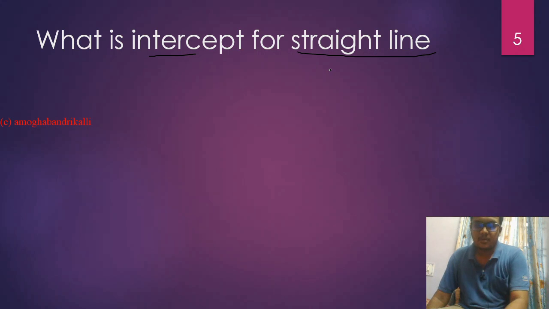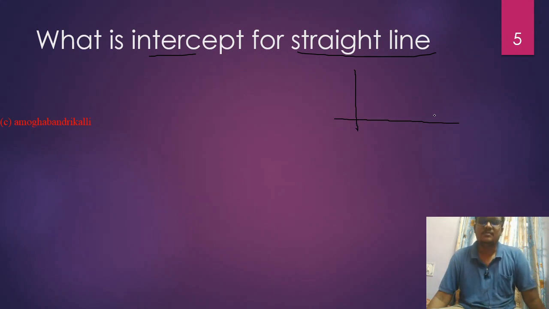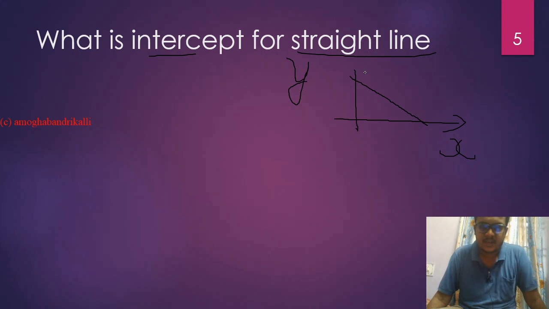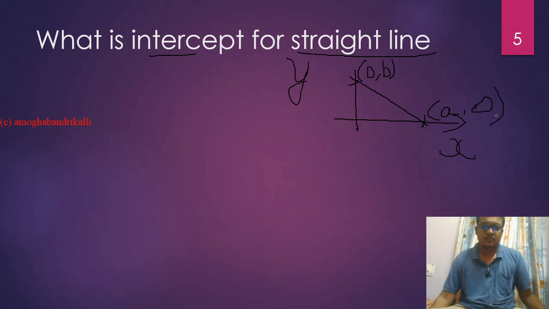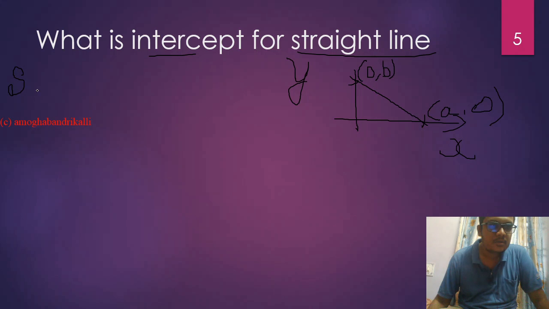So let me take one simple example. Here this is x-axis and this is y-axis. Here I am taking a point on the x-axis. This point I am speaking with (a, 0). So now we can find the respective intercept for a straight line. First we are going to find the slope of the line between the points (0, b) and (a, 0). For this, I am writing the equation.